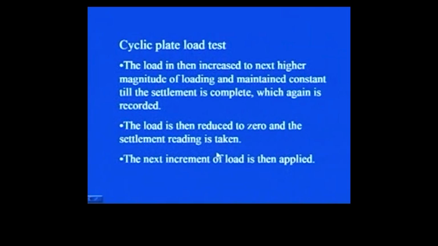The load is then further reduced to 0 and the settlement reading is taken, as was done in the first unloading cycle. From the second loading cycle, you go on withdrawing the load such that the load on the test plate becomes 0, and in this process you must allow the test plate to rebound, because due to the elastic nature, it will have the tendency to recover some of the settlement. That settlement reading is also to be taken, and then the next increment of the load is applied. Again this procedure is repeated.